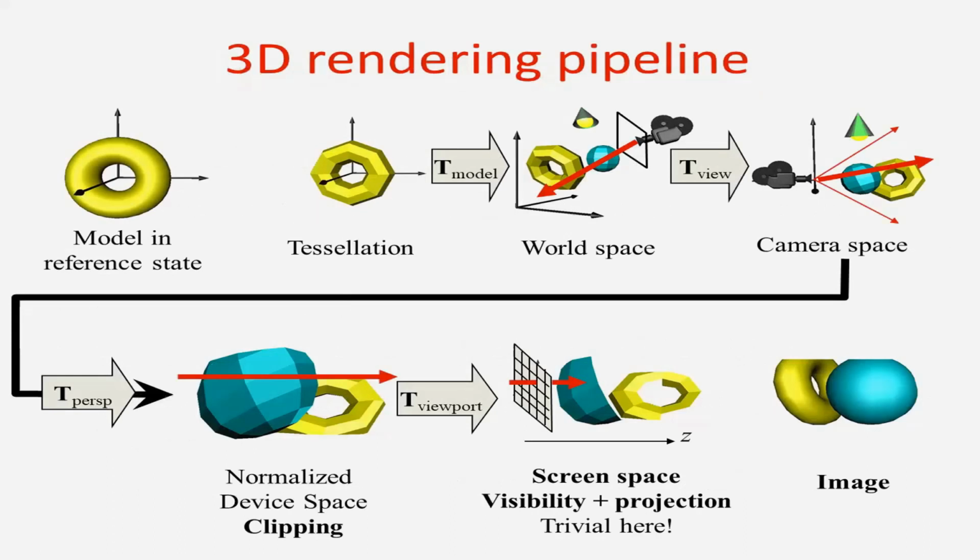Objects are defined in their reference state, also called modeling coordinates. First, surfaces are approximated by triangle meshes. Then the tessellated object is placed in the world, setting its real size, orientation, and position. Here, different objects, the camera and light sources meet.